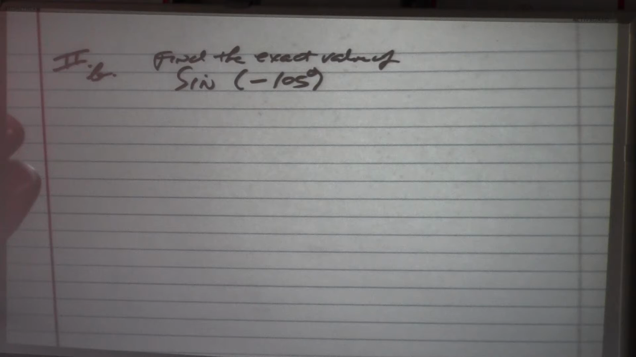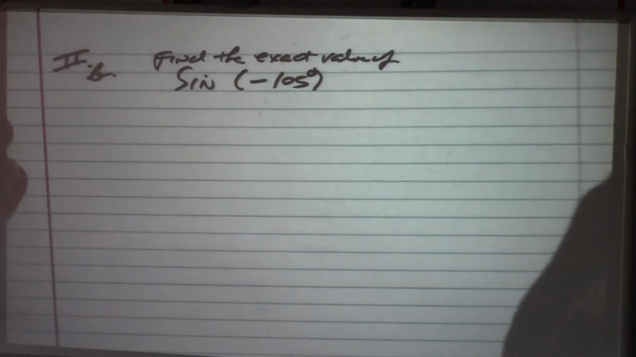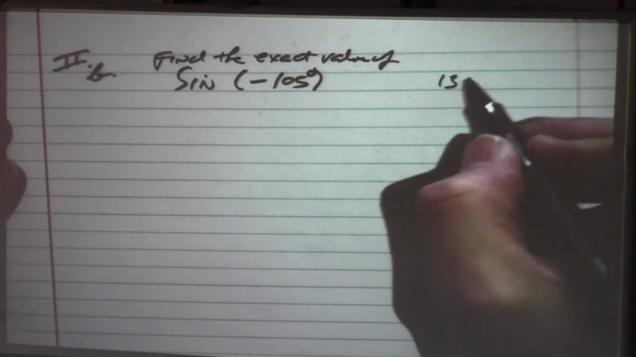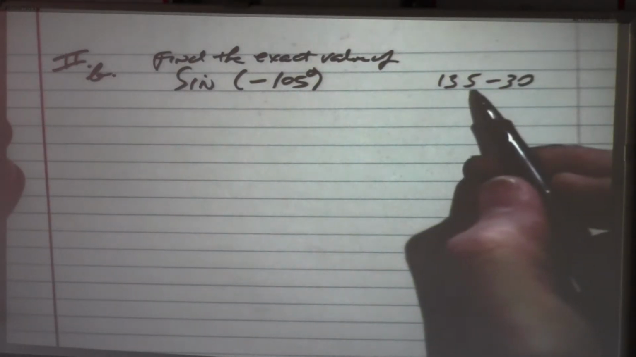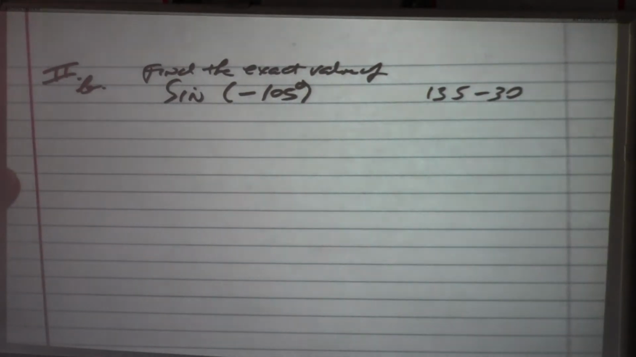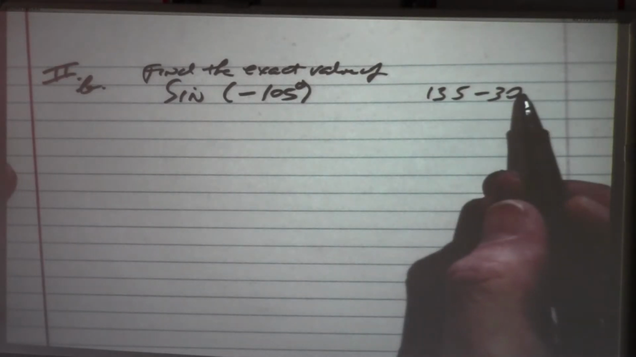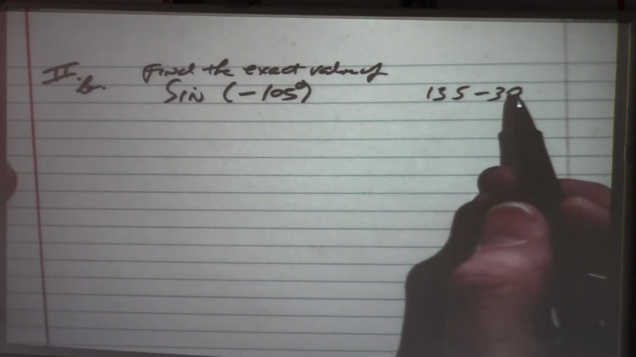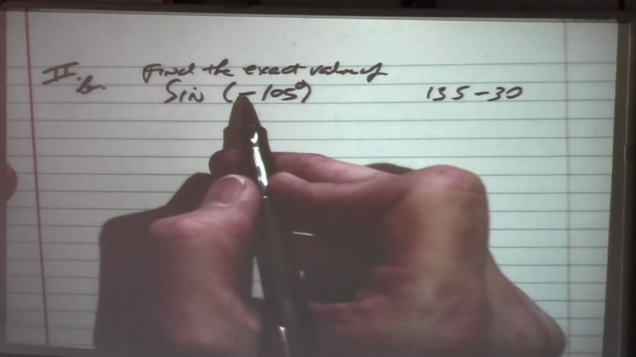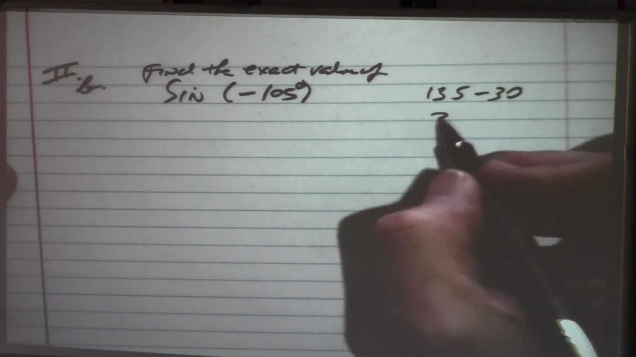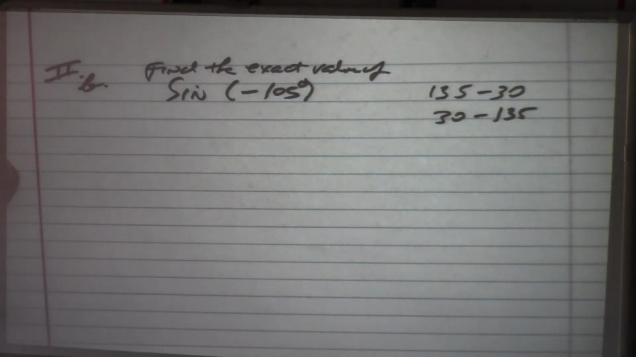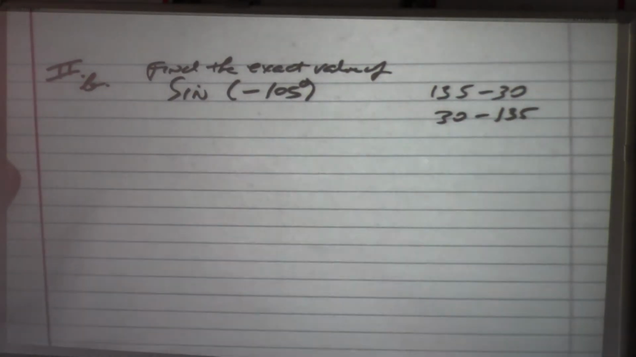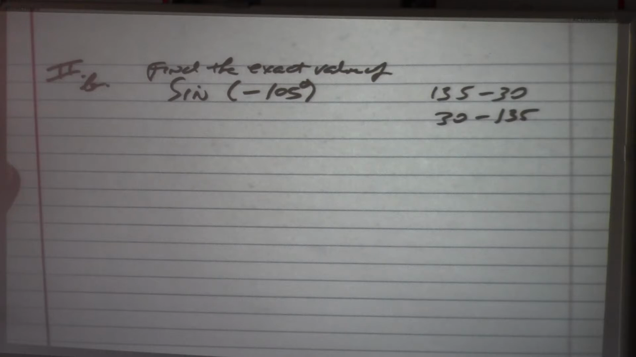Okay, now if you started the video again, you may have come up with a couple of numbers. For instance, you could have come up with 135 minus 30. And 135 is one of the ones on the unit circle, and 30 is, but when you subtract it, you get 105 degrees. But it's not negative, so you can't use that. But you could switch it around and do 30 take away 135, and that would give you negative 105. So that's one you could do.